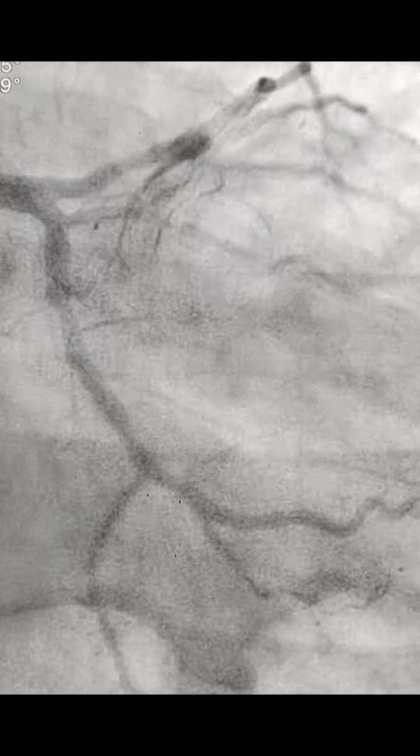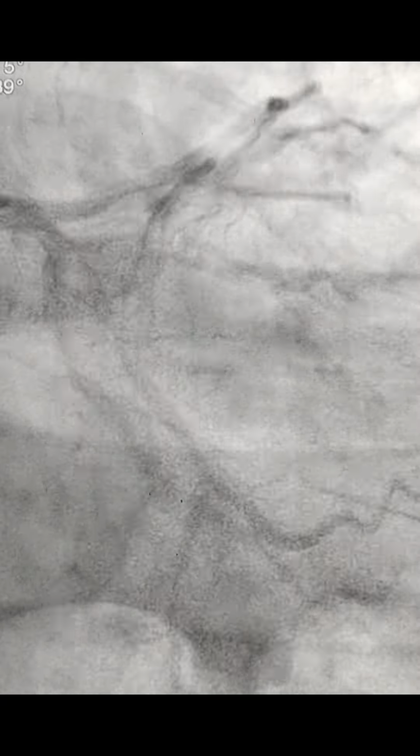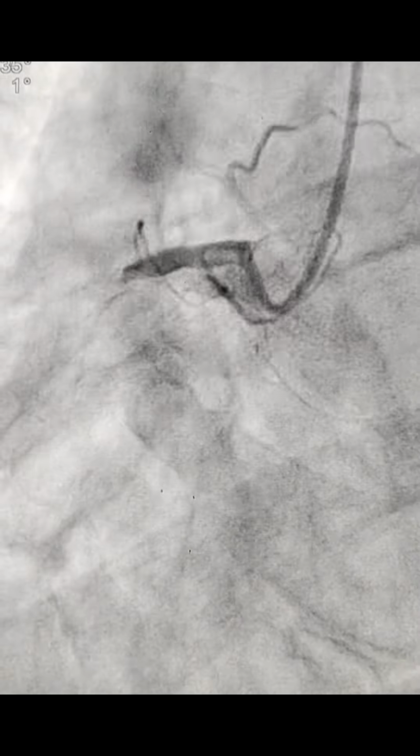So this was a left coronary artery. You can see there's a mild lesion in the LCX and LAD also. This is a caudal view. There's a caudal view, and you can see there's a mild lesion in the proximal LCX. There's a cranial view, and you can see the almost normal LAD. This is a caudal cranial view, and as expected, there is a thrombotic total occlusion of the RCA in the proximal part.